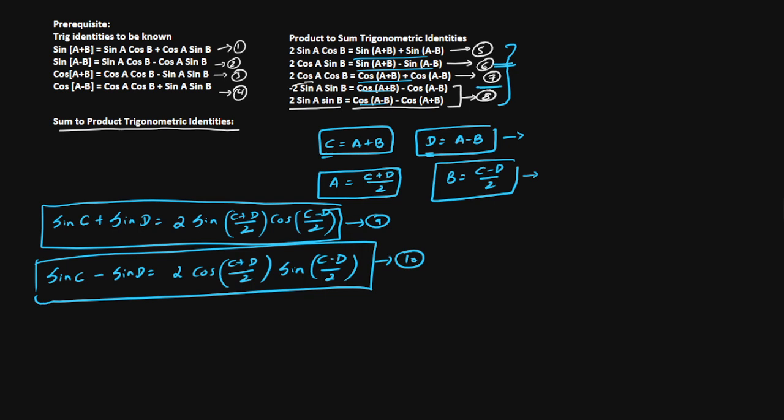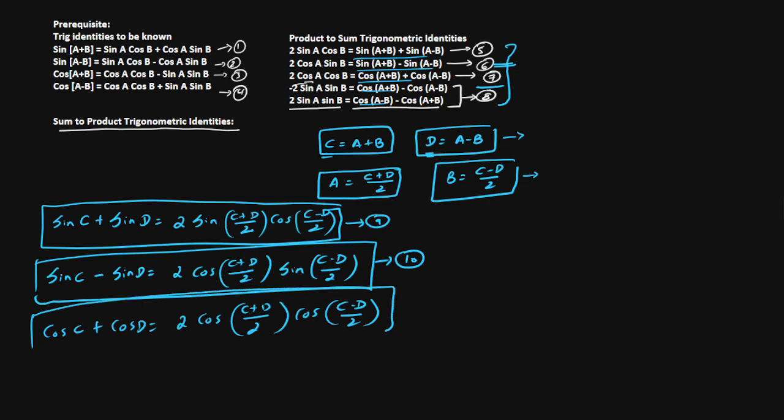Let's get to identity number 7. So cos C plus cos D equals 2 cos C plus D by 2 cos C minus D by 2. So we are arriving at the new trigonometric identity, which we called 11 here: cos C plus cos D equals 2 cos C plus D by 2 cos C minus D by 2.